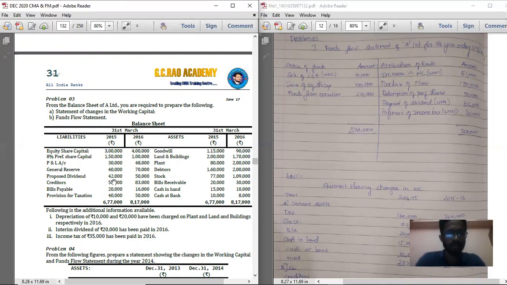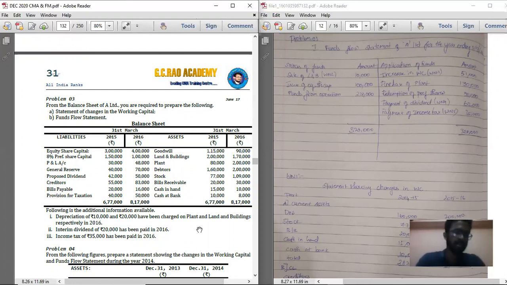Next is interim dividend. Add this interim dividend to the proposed dividend of the previous year so that you can find the dividend amount paid. Next is income tax. Income tax paid during the year is paid out of the profits, so it should not be deducted. The provision for taxation amount you should take separately, put the 35,000 paid to the bank side, and solve for the present year provision for taxation, which has been transferred from the P&L account. That amount you should find and take to the application of funds. So this is how you should do this problem number 3.